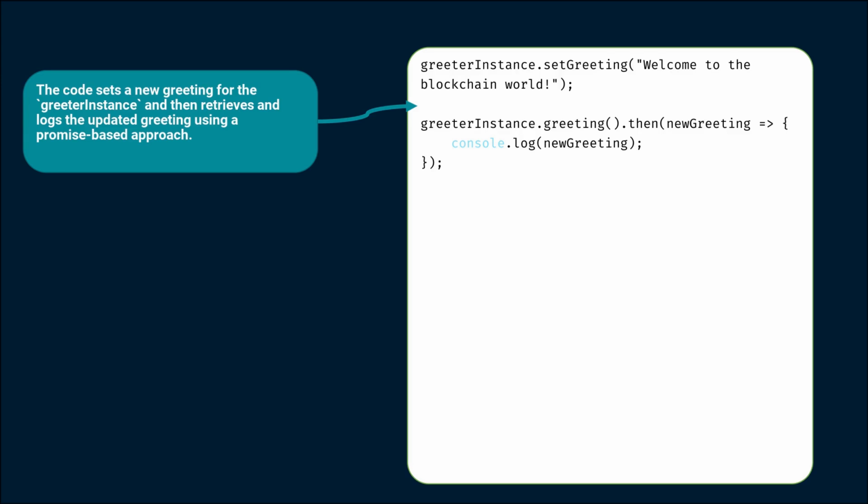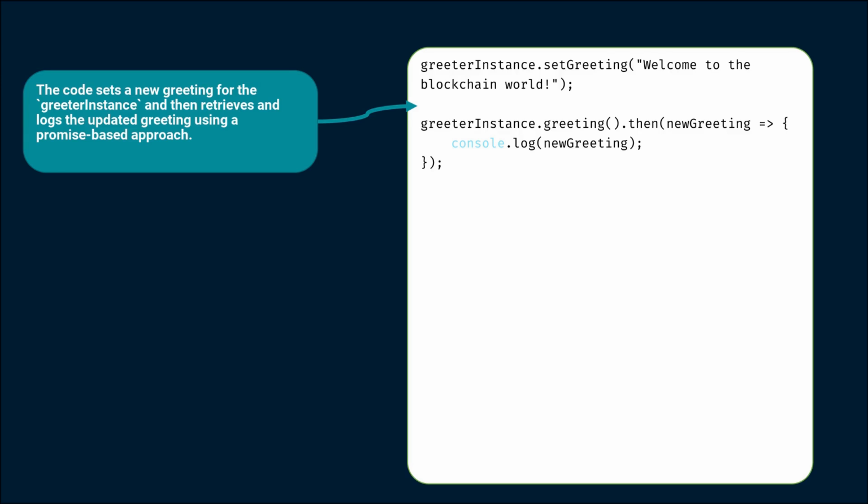Once we do this, we need to ensure that the change has been successfully applied. Next, we will retrieve the updated greeting by executing greeterInstance.greeting(), then newGreeting equals console.log(newGreeting). This utilizes the promise-based nature of JavaScript to fetch the current greeting stored in the contract after the update. By invoking this function, we can verify whether the greeting has indeed changed.